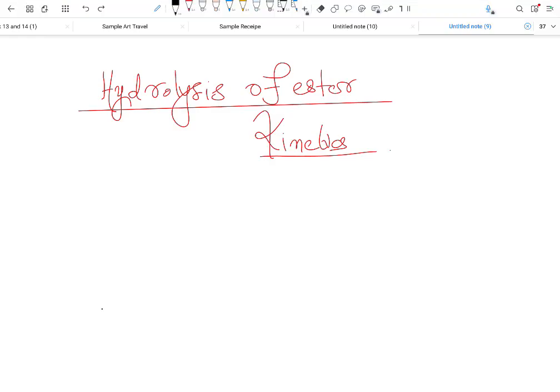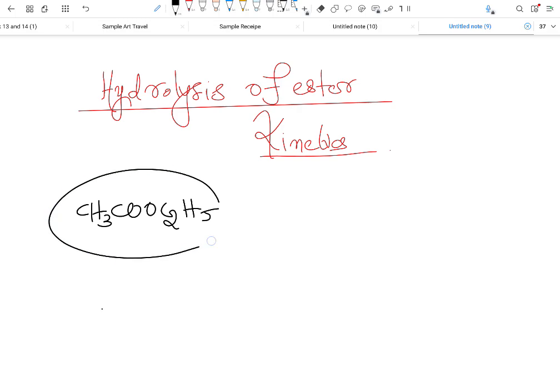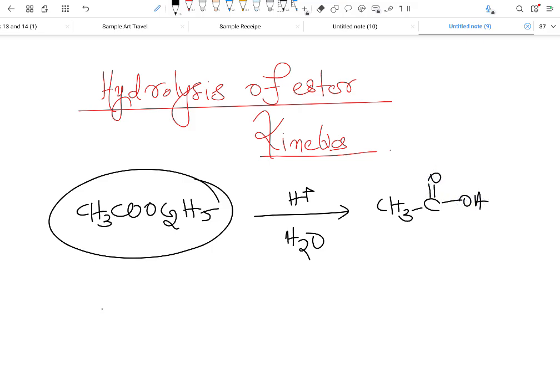What do you mean by hydrolysis of ester? For example, any ester, if I am taking CH3COOC2H5, okay? In ester hydrolysis using water, with H+ as a catalyst, I will break the bond, so I will get CH3COOH plus C2H5OH, an alcohol plus an acid.